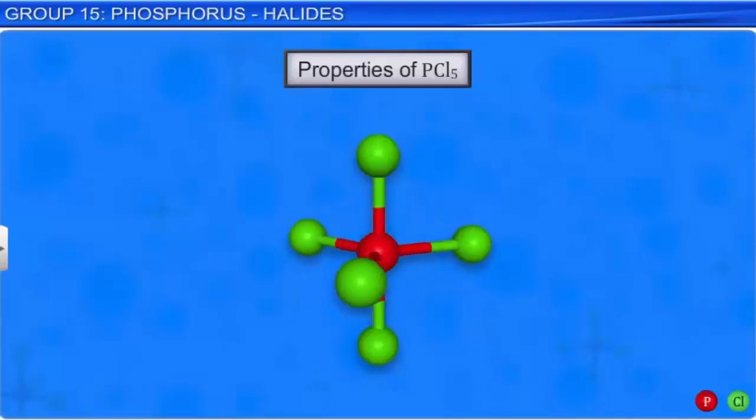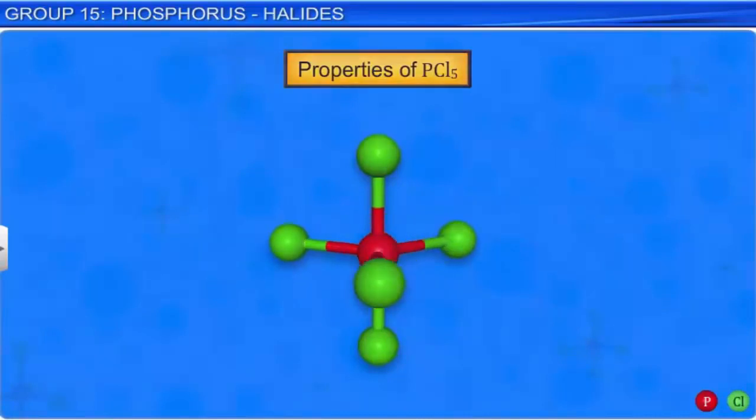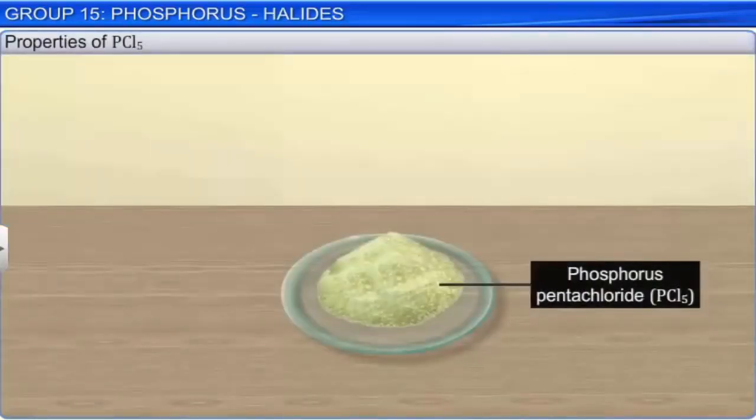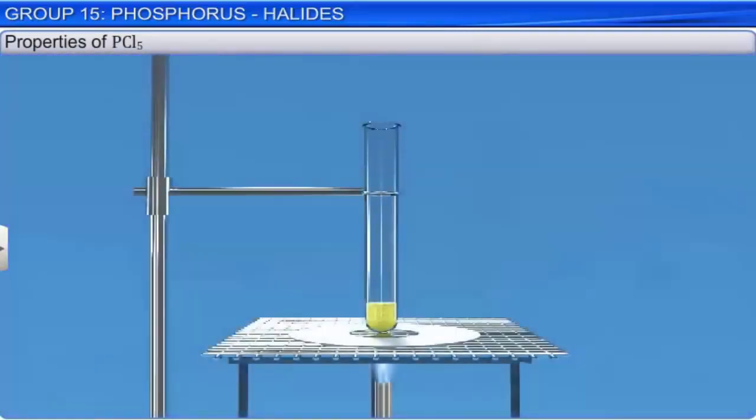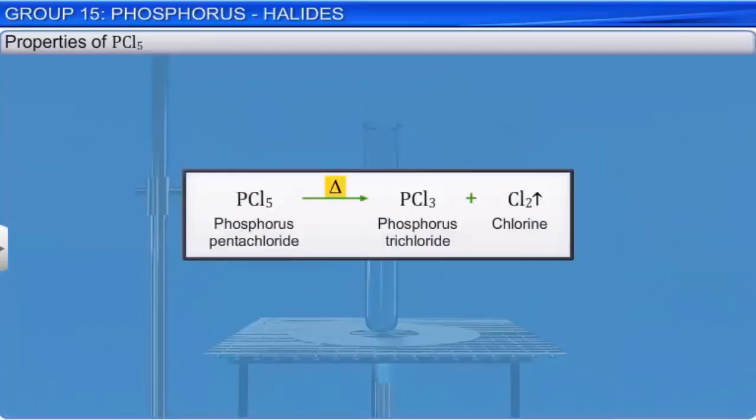Let us now discuss the properties of phosphorus pentachloride. Phosphorus pentachloride is a yellowish-white crystalline powder. It sublimes on heating at 160 degrees Celsius. On strong heating, phosphorus pentachloride dissociates into phosphorus trichloride and chlorine as shown in the equation here.